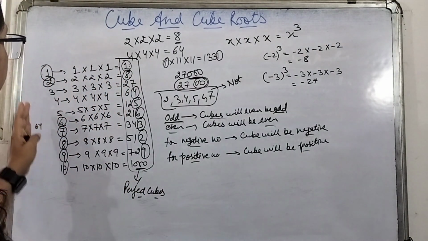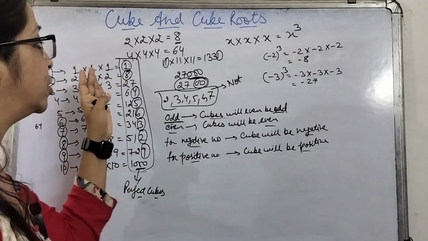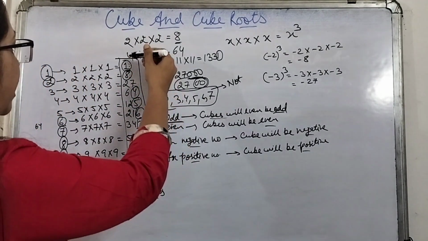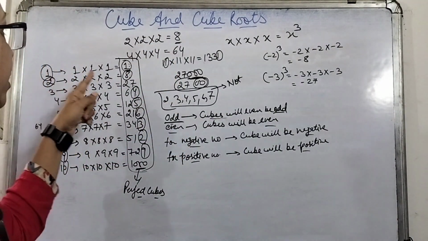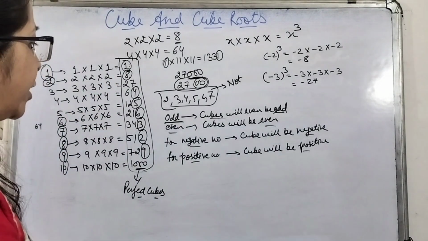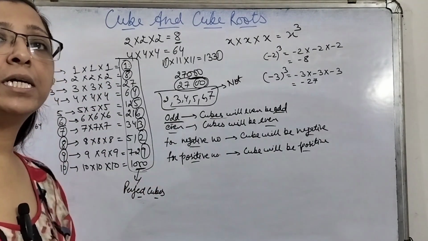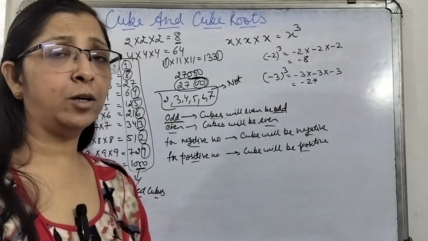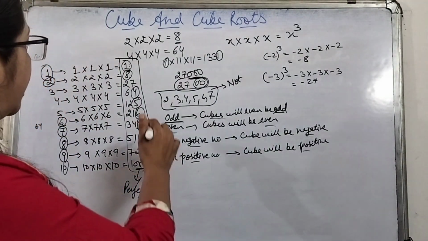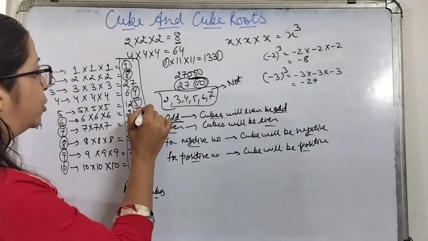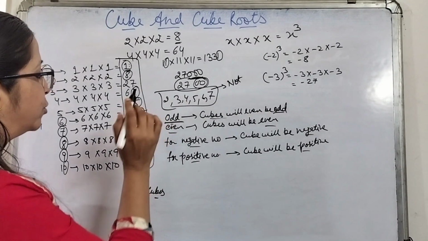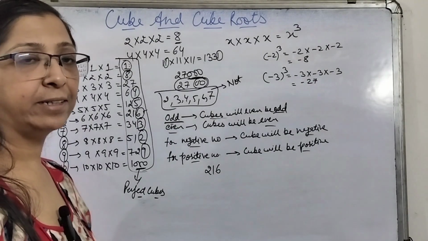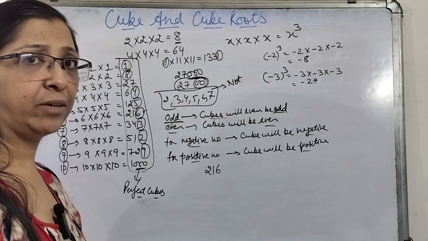So what is a cube? When we multiply any number 3 times by itself, whatever number we get is known as the cube of the given number. Now if we have to check whether the given number is a perfect cube or not, then how can we find it out? See, say we are going to check for 216. So what we will be doing is the prime factorization of the given number.